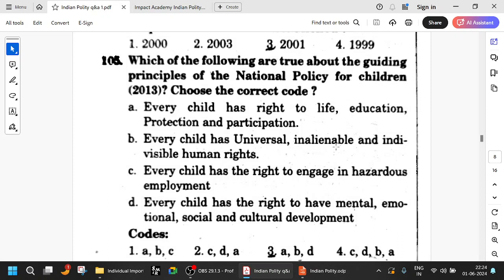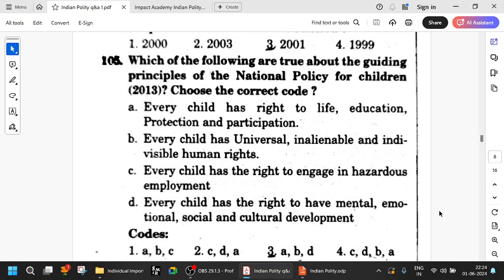See, every child has the right to life, education, protection, and participation, which is true. Every child has universal, inalienable, and indivisible human rights. That is true. Every child has the right to engage in hazardous employment. That is outright false. With common sense, we can say no child is supposed to work in hazardous employment until he is 18. He cannot work in any factories. Even as an adolescent, from 14 to 18, he can work only in conditions which are not hazardous. So that statement is outright wrong. With common sense, we can say every child has the right to mental, emotional, social, and cultural development. Definitely a positive statement.